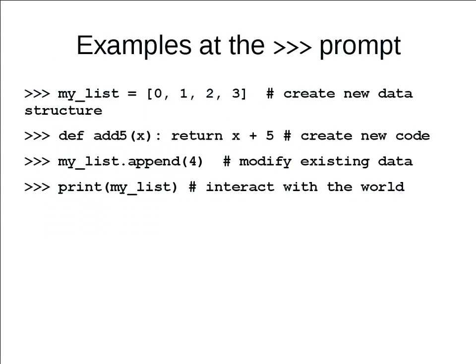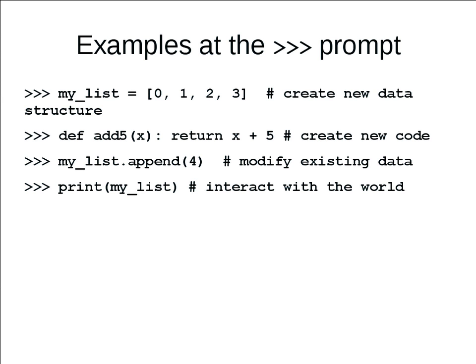So now, here's a quick example of the 4 things. We'll make a list data structure. We'll make a function object. You're going to see a lot of this add5 function. You take any x and it returns x plus 5. We can modify a data structure, append something to the list. We can interact with the world, which is a grand way of saying we can print something here. So, I think we're all on the same page.